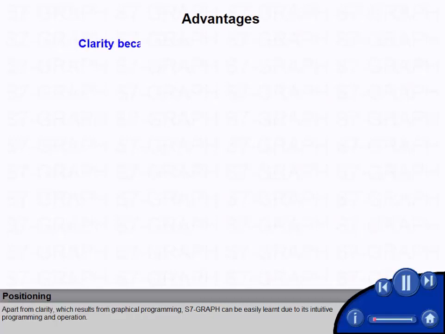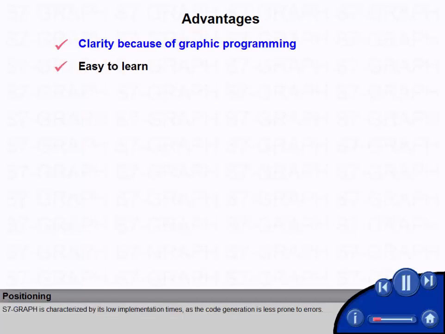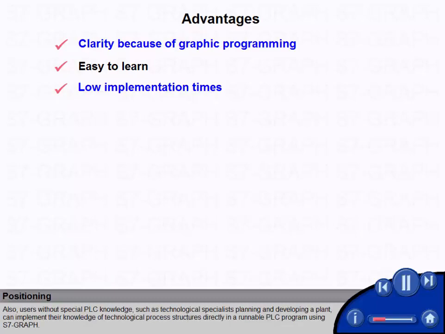Apart from clarity, which results from graphical programming, S7 Graph can be easily learnt due to its intuitive programming and operation. S7 Graph is characterized by its low implementation times, as the code generation is less prone to errors. Also, users without special PLC knowledge, such as technological specialists planning and developing a plant, can implement their knowledge of technological process structures directly in a runnable PLC program using S7 Graph.